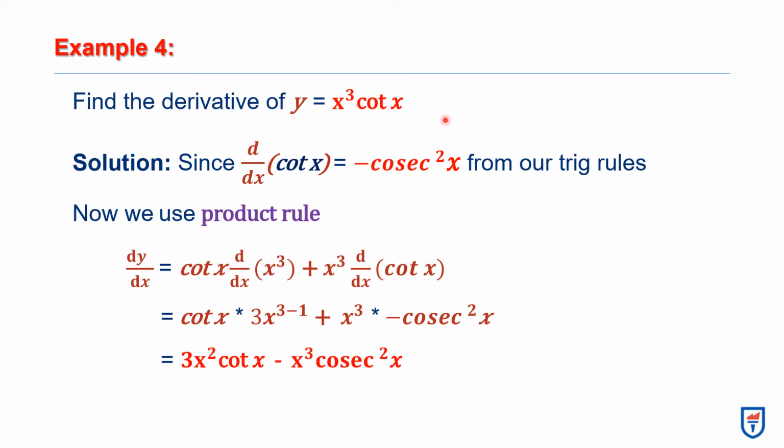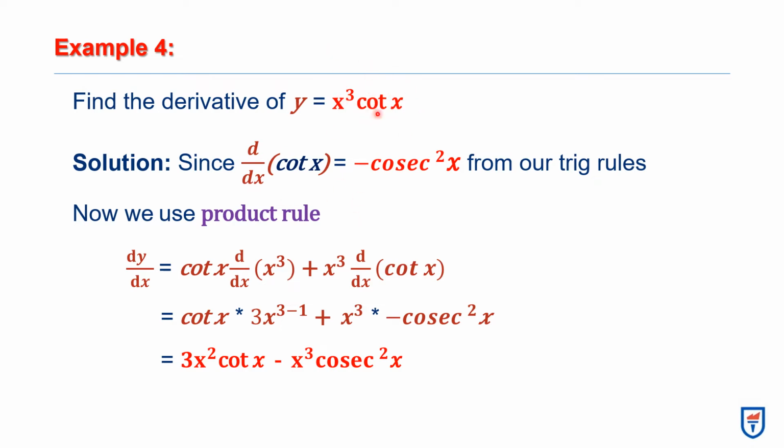Let's look at our fourth example that says find the derivative of y equals x cubed cot x. So if you look at our function that we have now, it consists of two functions that are multiplying on each other. The first function is x cubed and the second function is cot x. So we can apply the product rule when we differentiate this function. So we can label our first function as f(x) and the second function as g(x).